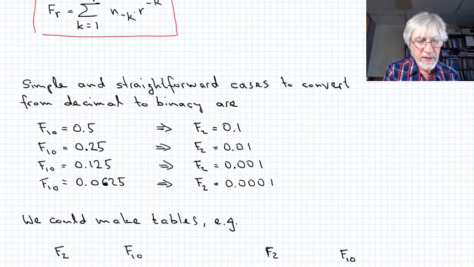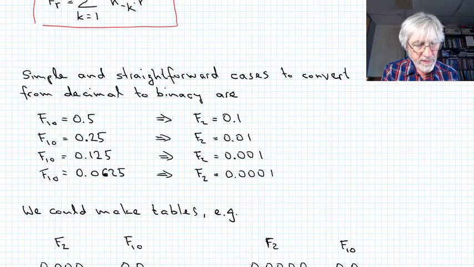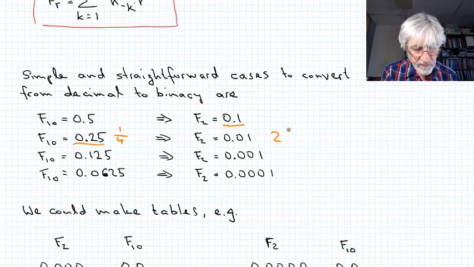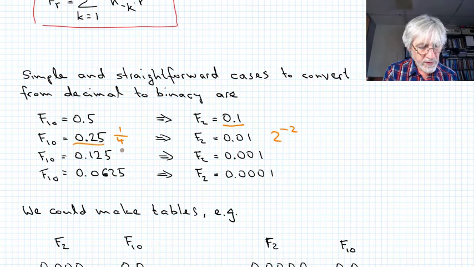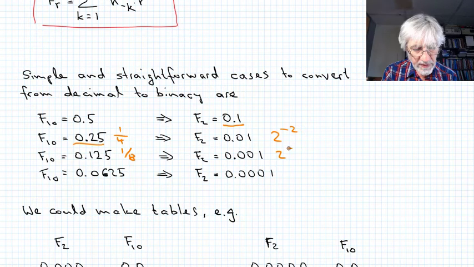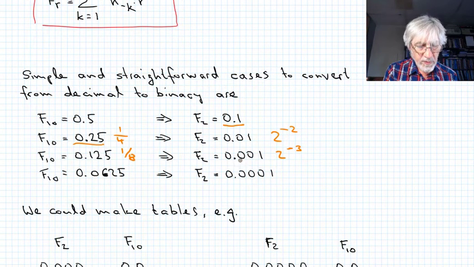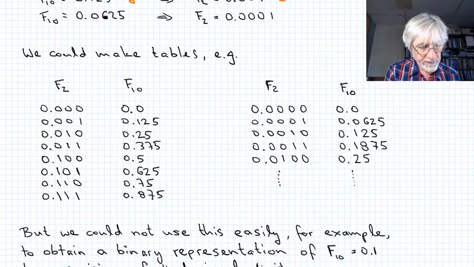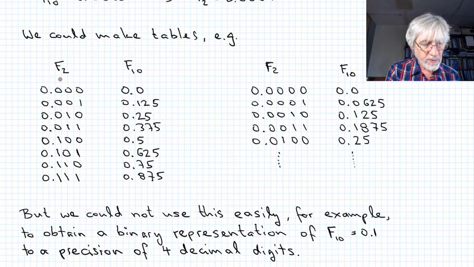So a simple and straightforward case to convert from decimal to binary is if we just take a look at 0.5 in decimal, which in binary is going to be 0.1. In decimal, 0.25, which is 1/4, is going to be 0.01, 2 to the minus 2. And then 0.125, 1/8, is going to be equal to 2 to the minus 3, and that is 0.001 in binary representation. And we can continue this way quite easily. And of course we could add some of those things together. In fact, that's what we are doing if you are looking now at the table of decimal to binary conversion.